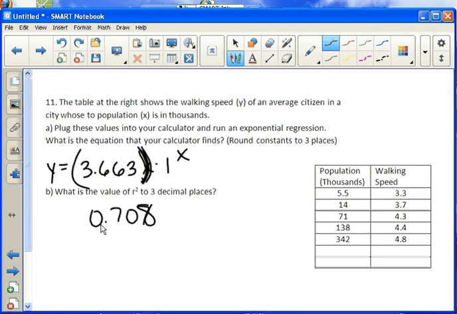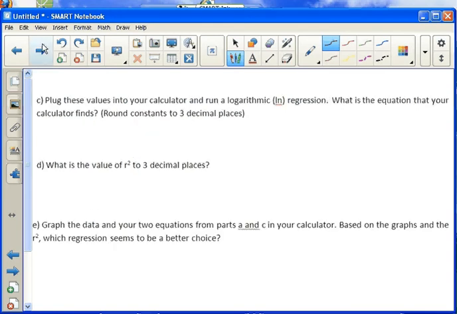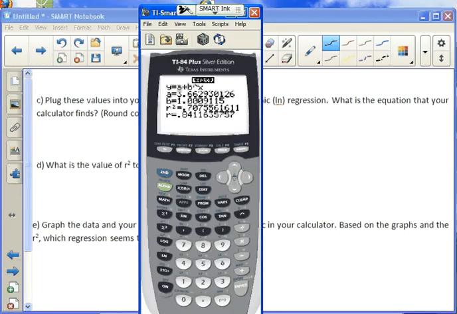Okay, this next slide is the same problem. Plug these values in your calculator and run a logarithmic regression. What is the equation your calculator finds? So let's try the logarithmic regression. So I go back to Stat, Calc, 9 is the logarithmic one, and I'm going to plug this in y1, hoping this one's going to be better than the exponential one.